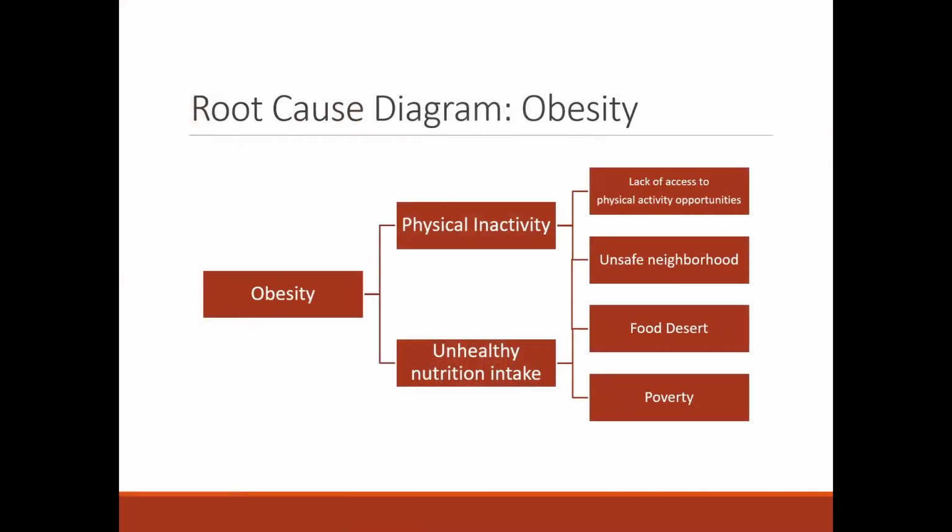We also can look at what we call the root cause of a health outcome or a disease. If we look at that specifically to obesity, two of the factors that tend to contribute to obesity are physical inactivity and unhealthy nutrition intake. But we also have to look a little bit deeper and really think about that root cause. Just because somebody's physically inactive, there might be some other things that are supporting that. So perhaps lack of access to physical activity opportunities, unsafe neighborhood. If we look at unhealthy nutrition intake, again, they may live in a food desert, they don't have access to those healthy foods, or they may be in poverty, low income.